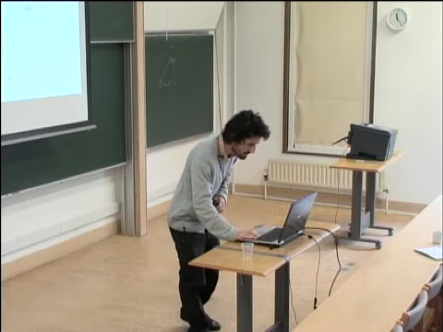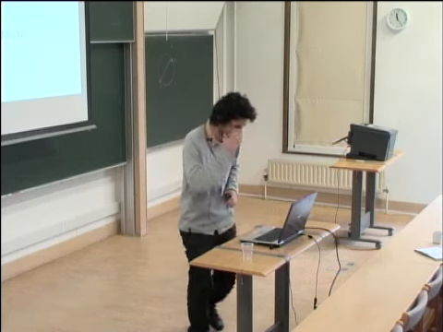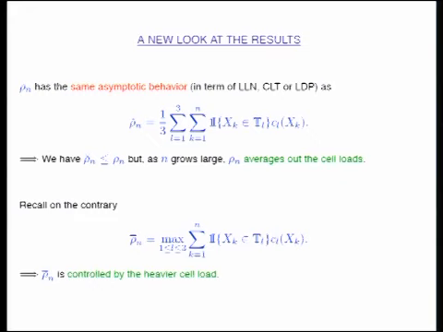While all these results are very simple, this is because rho n, the optimal load, is the same in terms of law of large numbers, central limit theorem, or large deviation principle as this random variable, which is much simpler, which is just the average over all cells of the cost of allocating the point in X to this cell.